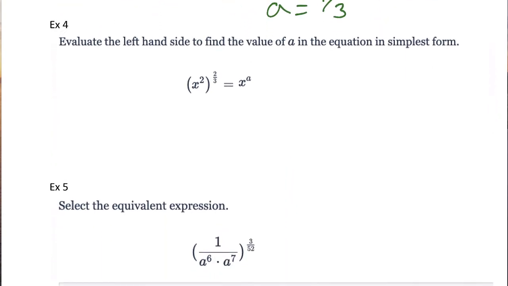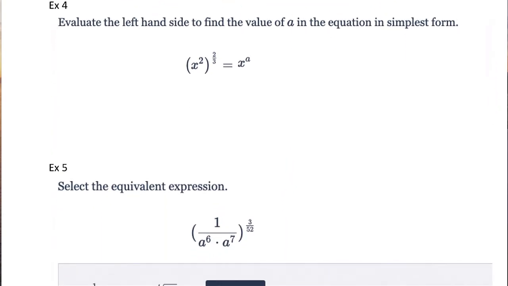Okay, let's take this next one. This one is x squared, x to the second times 2/3. Remember that if it's 2, that's like 2 divided by 1. So if we multiply those like we would multiply fractions, this would be 4/3.